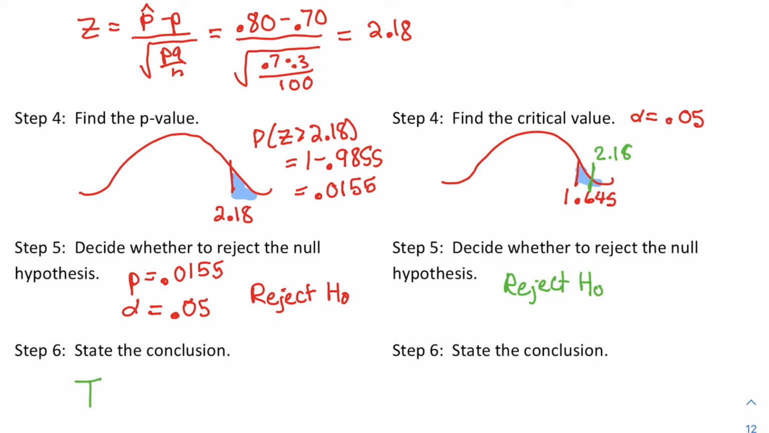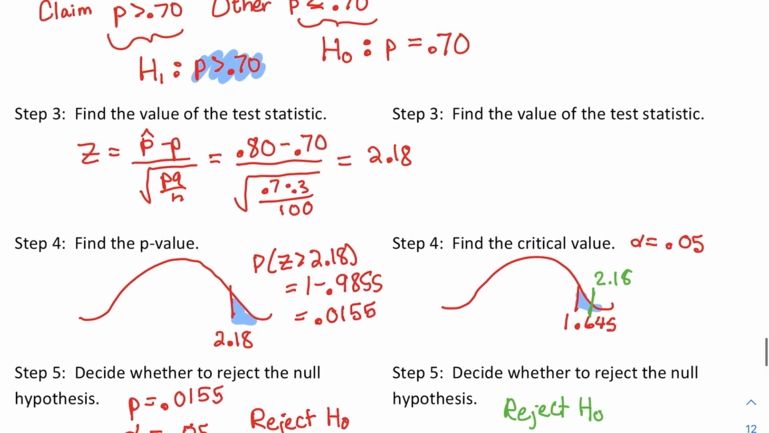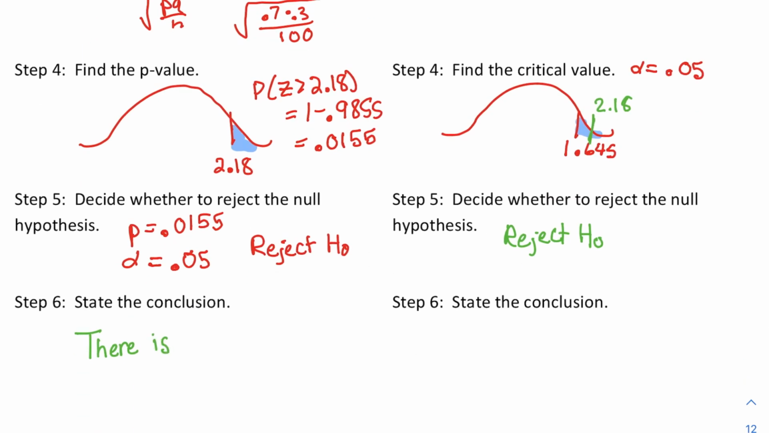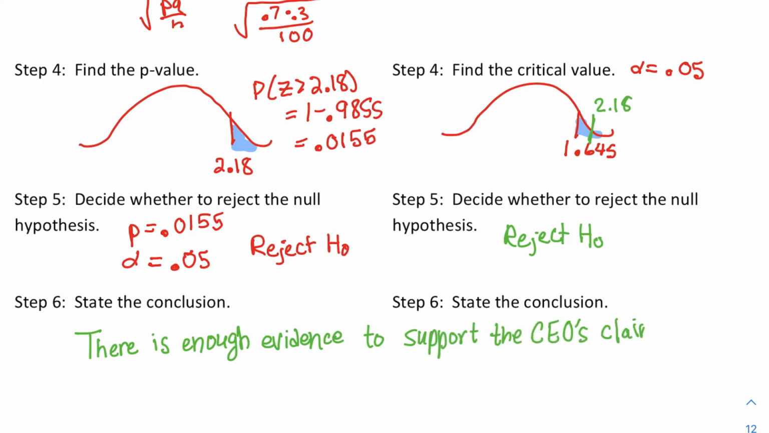So if I'm going to word my final conclusion in terms of my original claim, then let's look here. I'm rejecting my null hypothesis. My claim corresponds to my alternative, so since I am rejecting my null, that means I'll be supporting my alternative hypothesis and supporting my claim. So I'm going to say there is enough evidence to support the CEO's claim that at least 70% of his customers are satisfied with their electrical service.